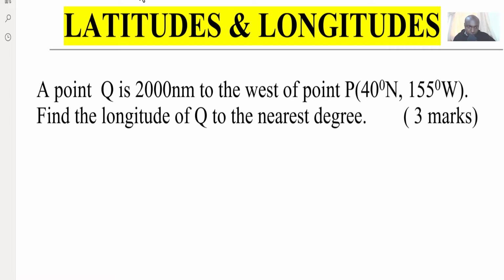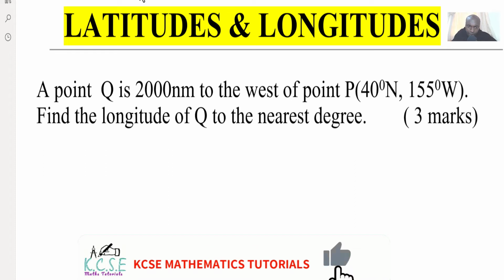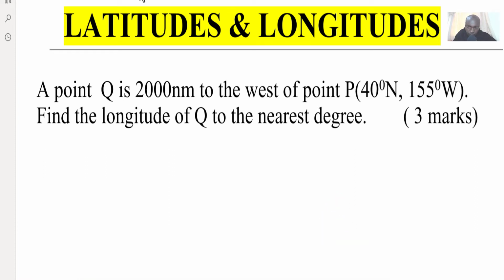Question number 11. A point Q is 2000 nautical miles to the west of point P, which is 40 degrees north, 155 degrees west. Find the longitude of Q to the nearest degree. 3 marks. So that is the question. Now, we're given the distance from P to Q, 2000 nautical miles. Then the position of P is given.